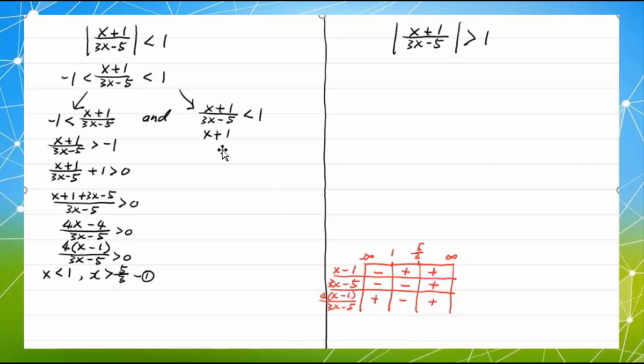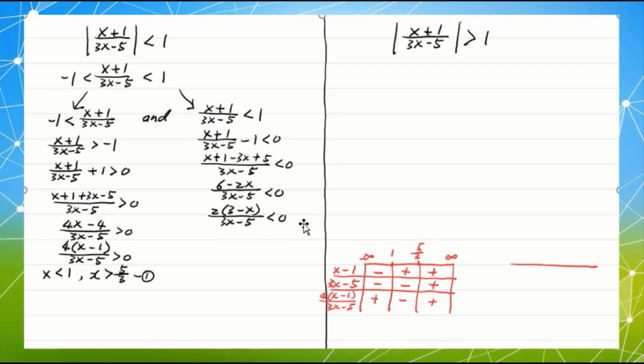Now we continue to the second part where (x plus 1) over (3x minus 5) is less than 1. Same thing, we shift all the terms to the left and we try to simplify the expression on the left hand side into a single fraction. After simplifying, we get (6 minus 2x) over (3x minus 5) less than 0. Now we factorize 2, then we get 2 multiplying (3 minus x) over (3x minus 5) less than 0.